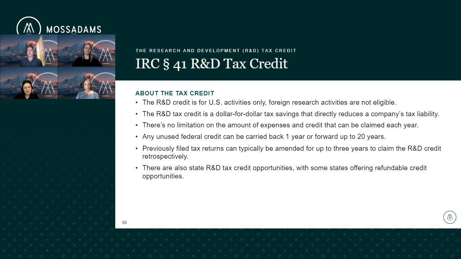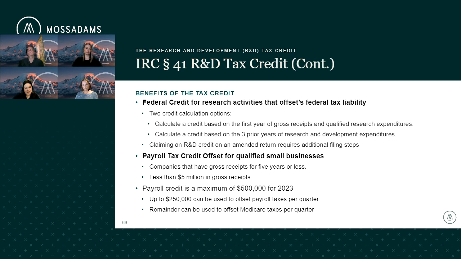There is an opportunity, if you haven't been claiming this credit, to go back 3 years and amend to claim it. And there are also state opportunities for this credit as well, some of them actually being refundable. Here are the high-level benefits of this credit. You're going to be able, like I said, to offset your company's tax liability. And we're either looking at gross receipts or your qualified research expenditures. Usually there's a look back period to establish your base threshold for your credit calculation.